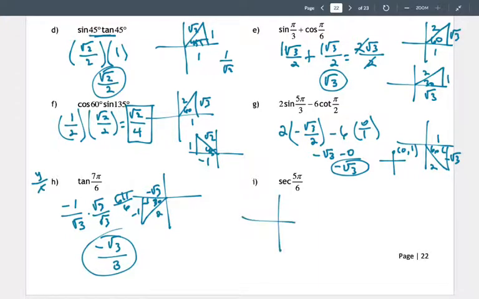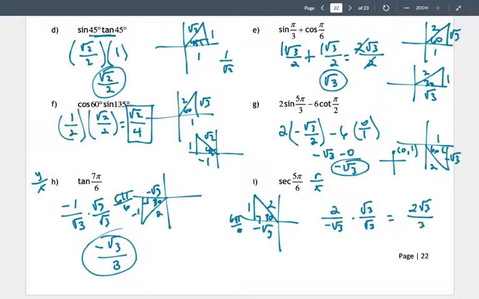Secant of 5 pi over 6. 5 pi over 6 will be right here if this is 6 pi over 6. 30-degree reference angle, so 1, square root of 3, and 2. Secant is the reciprocal of cosine, so it'll be r over x. So it'll be 2 over a negative square root of 3. You should technically rationalize it, so you'll multiply it by square root of 3 over square root of 3 to get 2 square root of 3 over 3, and it's negative.